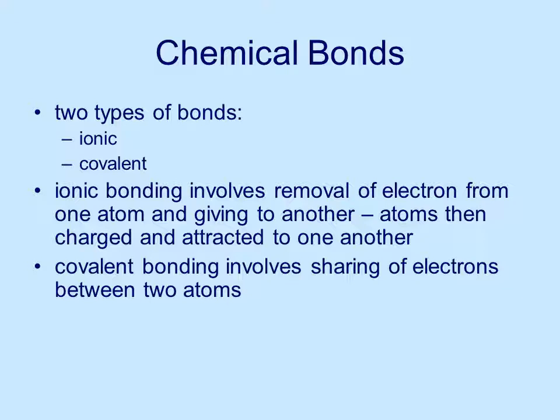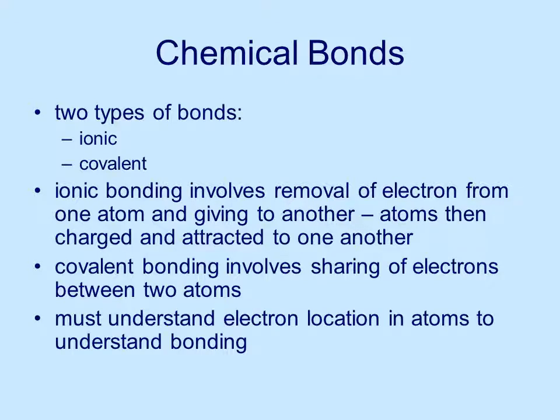Covalent bonding, which we'll be talking about in detail next week, involves the sharing of electrons. The electrons no longer belong to one atom or the other, but they're shared between the two. Now, in order to talk about ionic bonding or covalent bonding, we have to understand where the electrons are in location to the atoms so we can tell how they're going to go together.